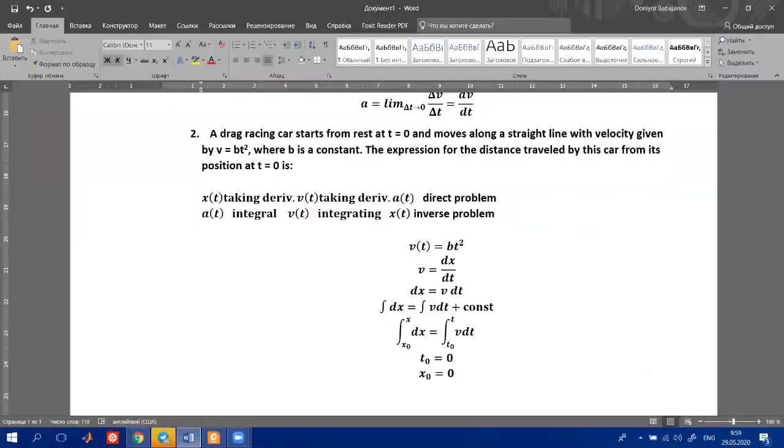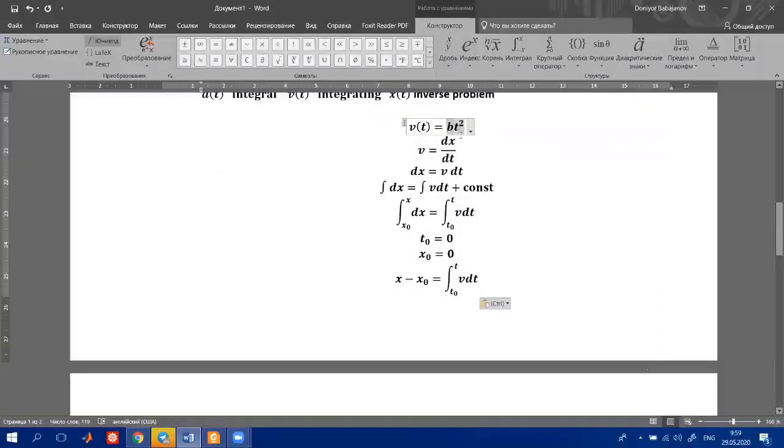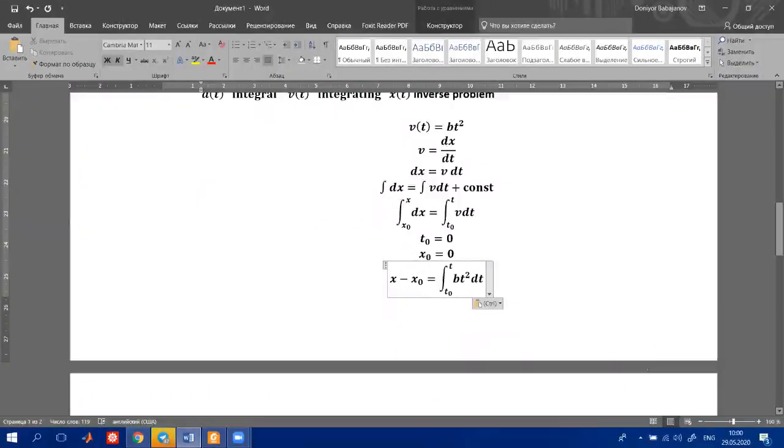Let's do that. Then the integral on the left gives you x minus x zero, because x zero is zero, it gives you x. And we should integrate this function, bt square. So here we have integral v dt. We substitute v equal to bt square. Then, if you know how to integrate, you can solve this integral. It gives you bt cube over 3.